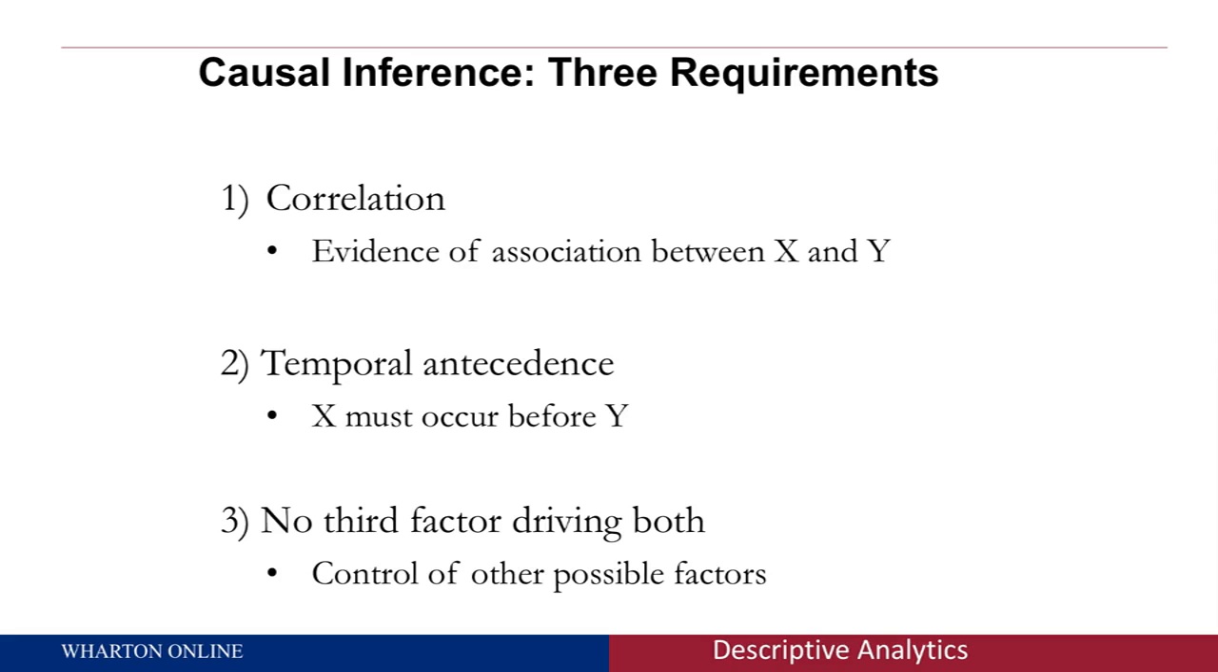One is temporal antecedence. X must happen before Y. So if you want to say price changes drive sales, we need to be able to say that price changes occurred before sales changes happened. And finally, there is no third factor driving both of them. In other words, you need to control for other possible factors.